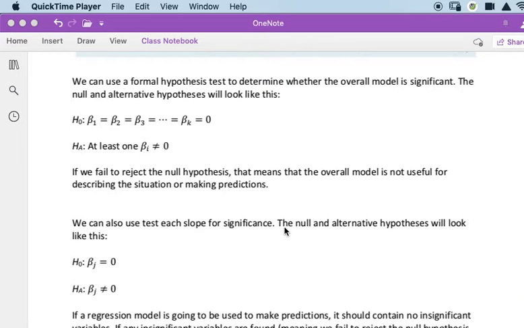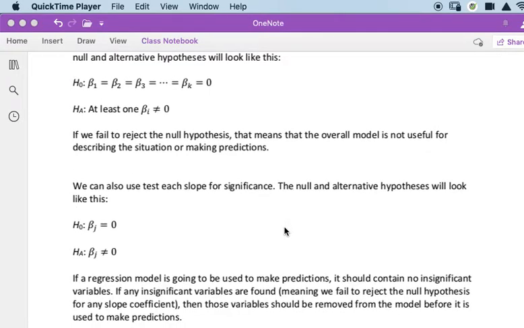As we saw in section 14.2, we can also test each slope for significance. The null and alternative hypotheses for doing this: the null hypothesis will be that that particular slope is equal to 0, and the alternative hypothesis will be that that particular slope is not equal to 0.